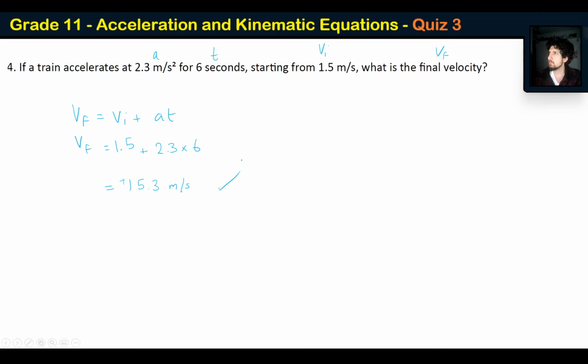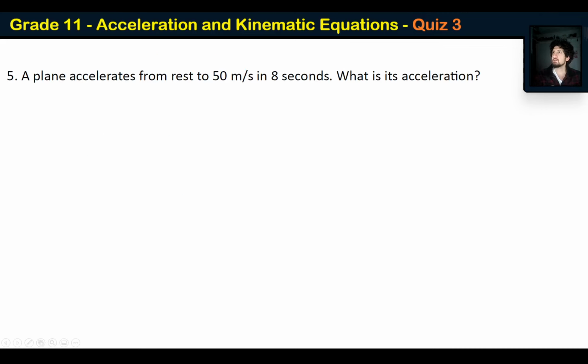So there you go. A plane accelerates from rest. So remember, every time we see this, it means 0. So VI is equal to 0, to 50 meters per second. So this is VF now. 50 meters per second in 8 seconds. What is the acceleration?